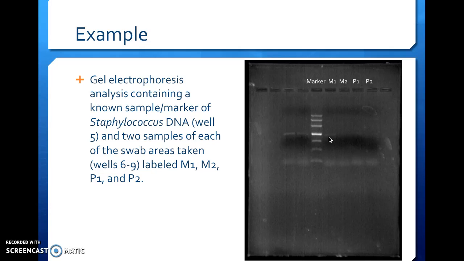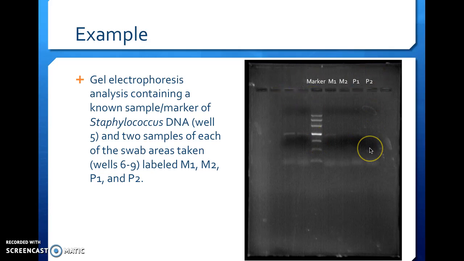And then we place our samples in these units here, or those slots on our gel electrophoresis slab. So we have M1, M2, P1, and P2. We're going to compare it then to what's known as the marker. The marker is a known Staphylococcus DNA sample, and we're going to compare everything to that marker. So if something shows up in our samples that is comparable to our marker, we would be able to say that there is some form of Staphylococcus DNA in our samples.